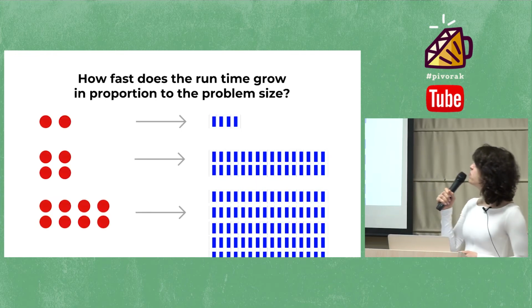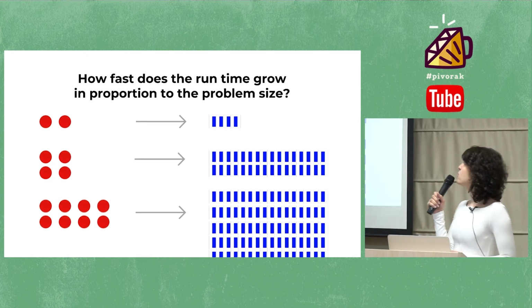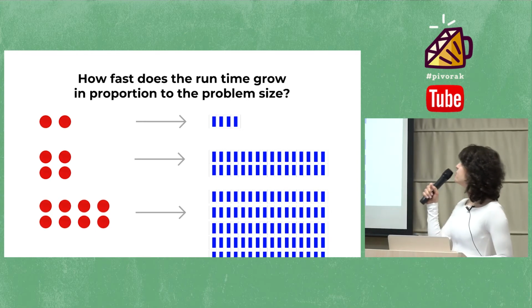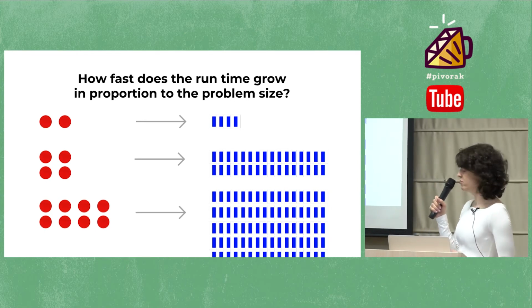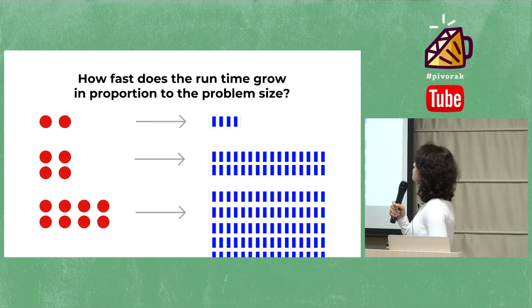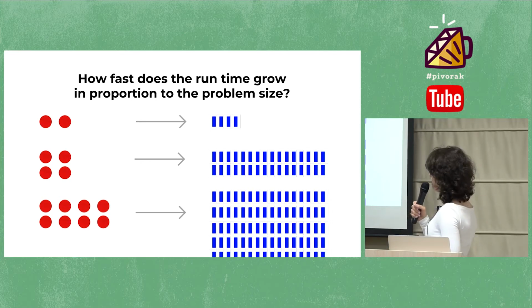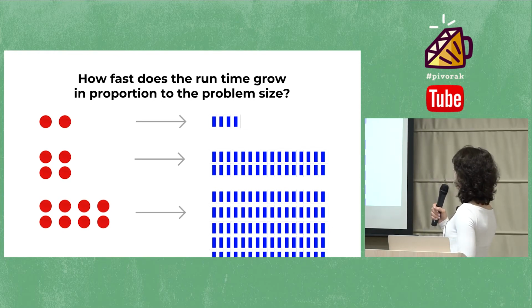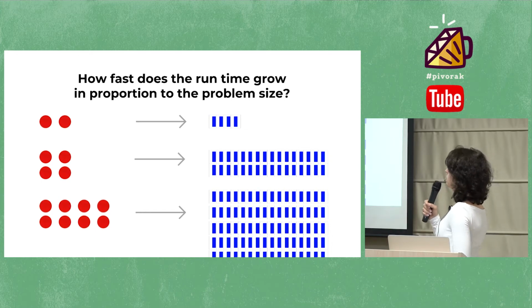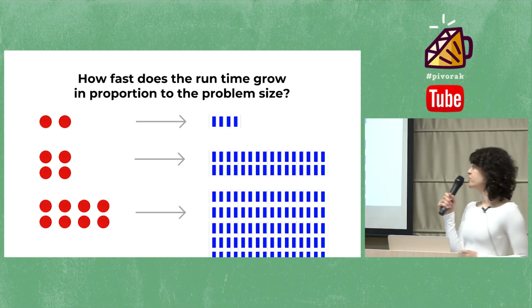So let me try to translate that into human language. I think of Big O notation as answering the question: how fast does the runtime grow in proportion to the problem size? Say the problem size is displayed on the left via these red dots, and the runtime is on the right. As we double our problem size, we go from 2 dots to 4 dots. How does the runtime increase? Does it double as well? Does it triple? Does it stay constant? This is the only question that Big O notation is concerned with.